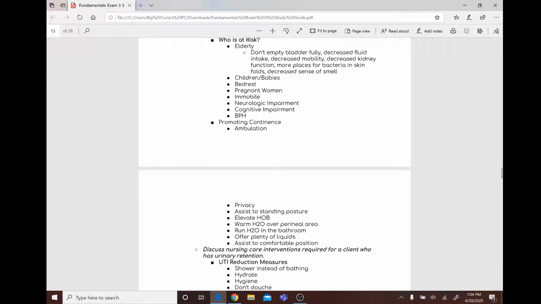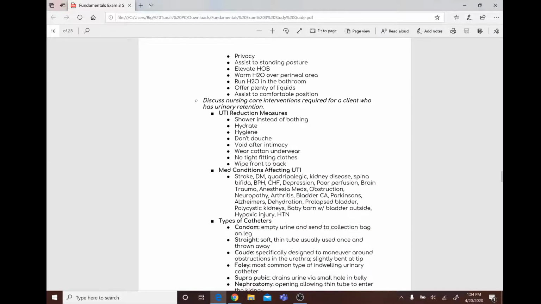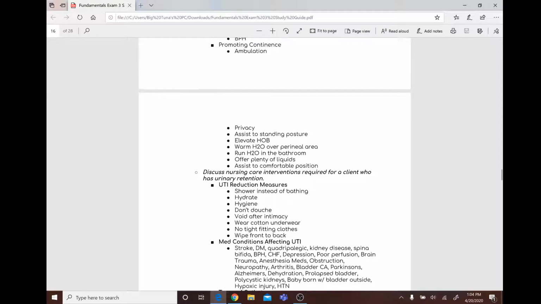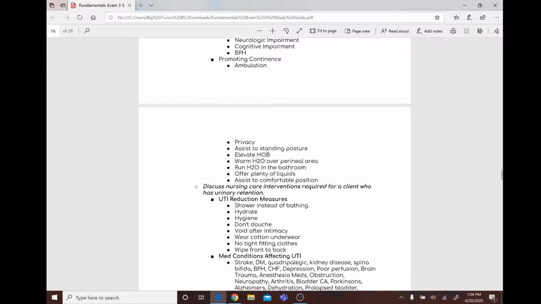How do we promote urination? Ambulation, privacy, assisting to standing posture, elevate head of bed, warm water over perineal area, run water in the bathroom, offer fluids, assist to comfortable position.